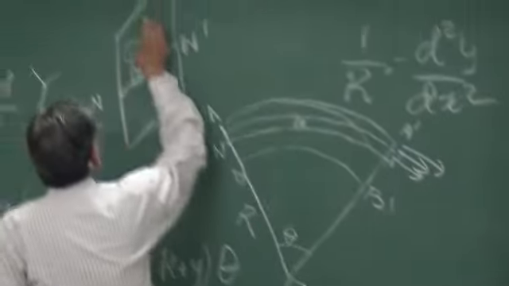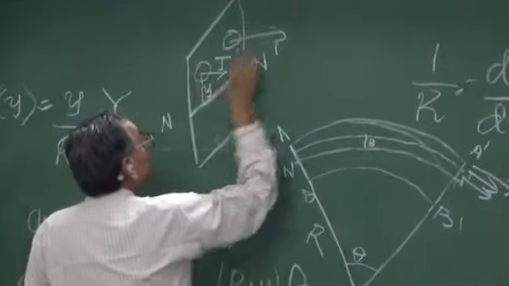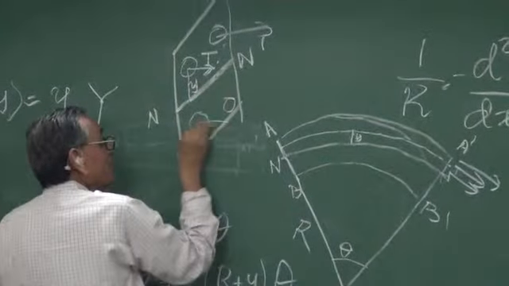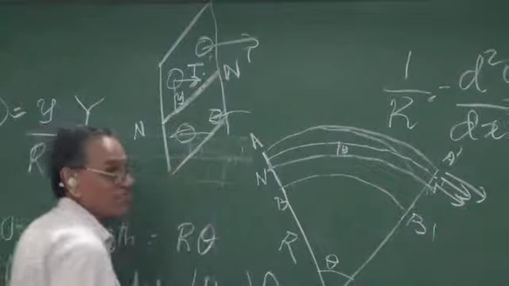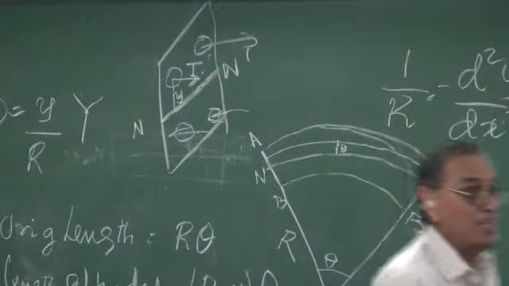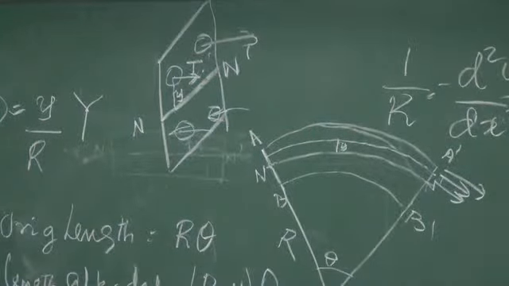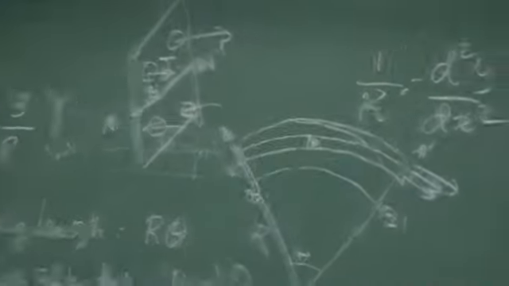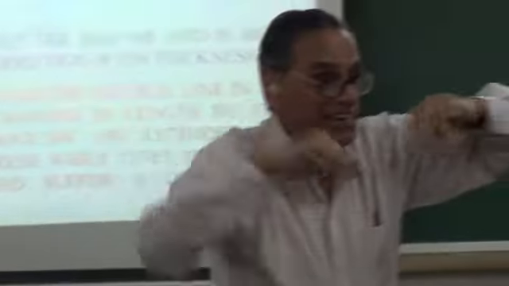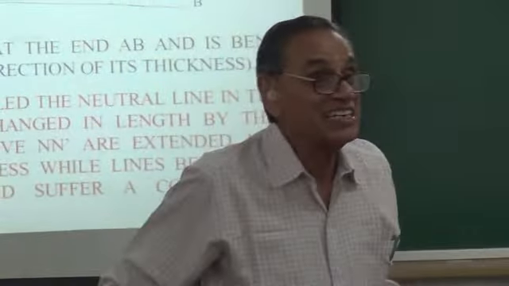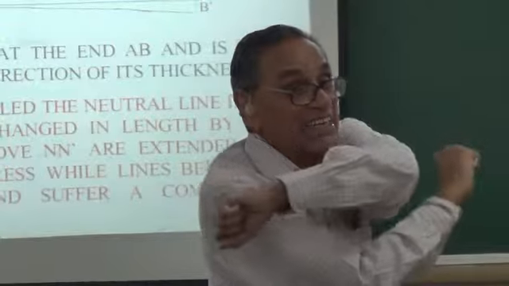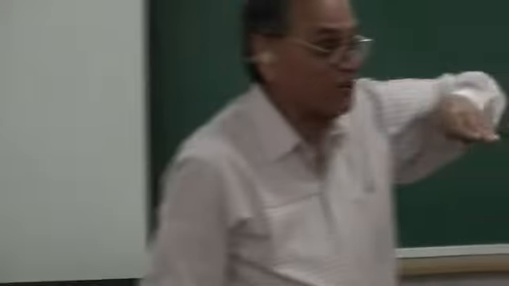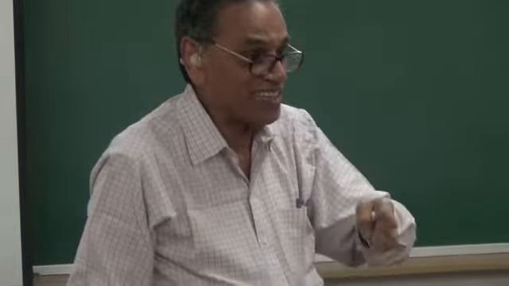So all these areas will experience a tensile stress, all these areas will experience a compressive stress. You take the cross section: the top of the cross section is pulled to the right, the bottom of the cross section is pushed to the left. That means there is a bending moment about the neutral line, the neutral plane, acting on this cross section.